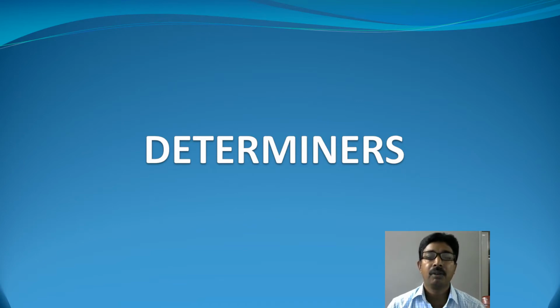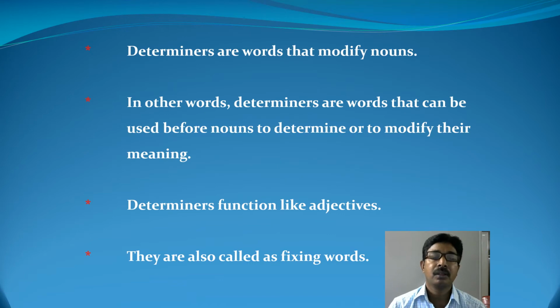And today we are going to learn one of the important grammar topics, determiners. So now what are these determiners? Determiners are words that modify nouns. In other words, determiners are words that can be used before nouns to determine or to modify their meaning. Determiners function like adjectives. They are also called fixed words.